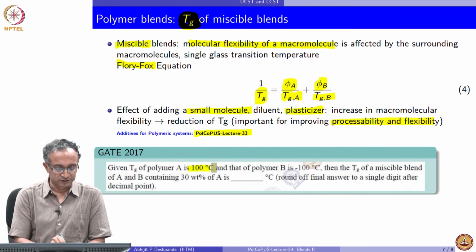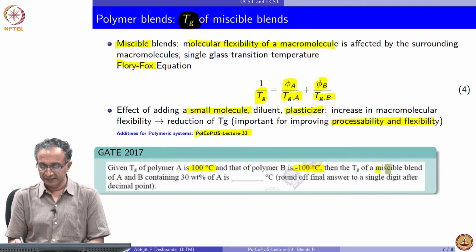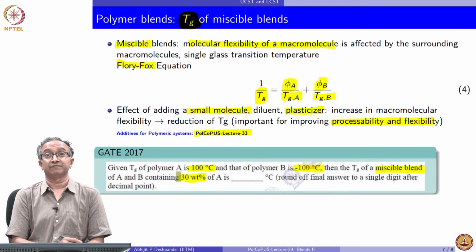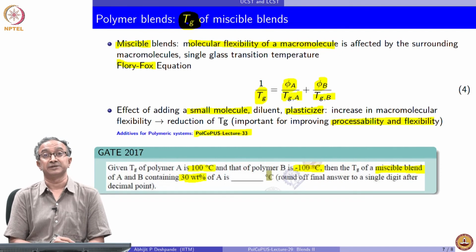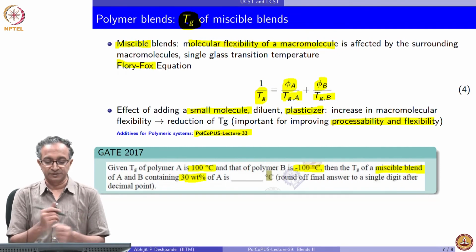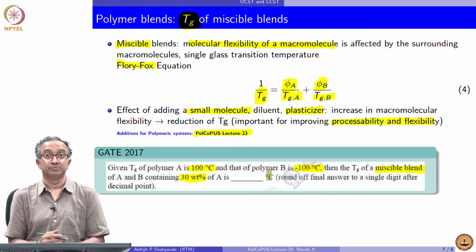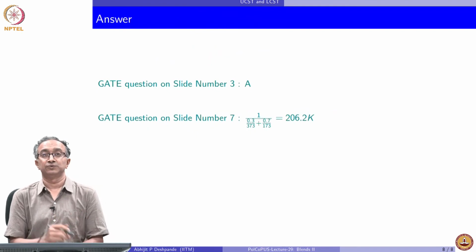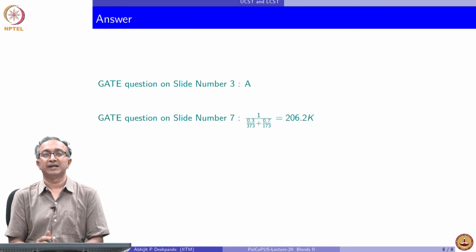And so for example, in this question, the Tg of two pure polymers is given. And then it's mentioned that it's a miscible blend and it contains 30% of A. So then what is the glass transition temperature? So therefore, we can use the Fox-Flory equation or other equations to try to estimate this. And so I'll leave you to do the algebra and the calculations. And so with this, we've come to a close on the discussions of the blend.